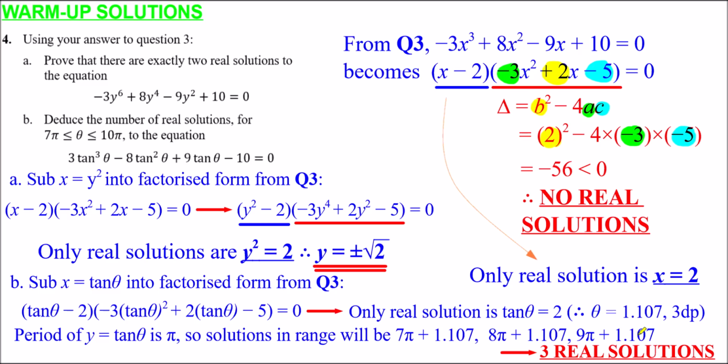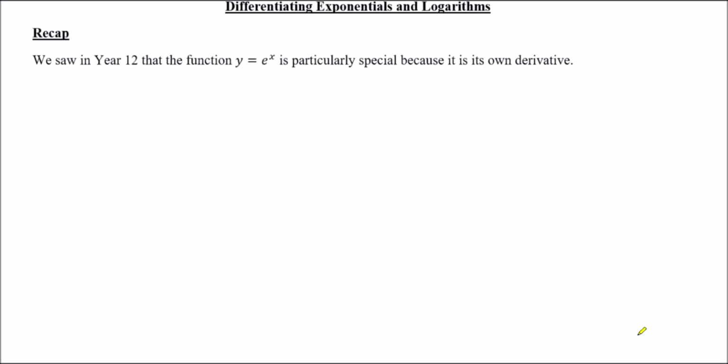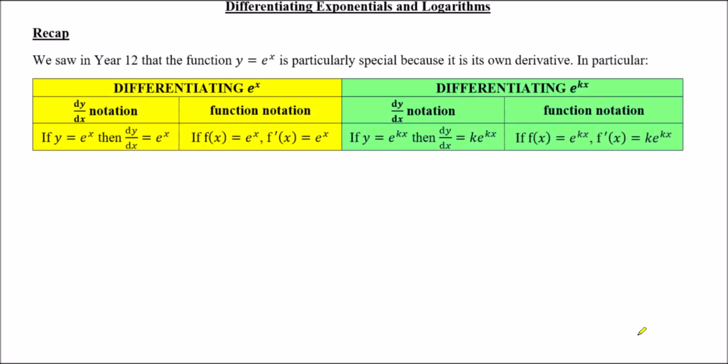Now let's have a look and talk about differentiating exponentials and logarithms. So, how do we do this? Differentiating exponentials and logs. Well, let's recap first of all that we saw in year 12 that the function y equals e to the x is particularly special because it's its own derivative. So in other words, when we differentiate e to the x, if y is e to the x, dy by dx is its own derivative. So that's in dy by dx notation, and this over here is in function notation, f of x notation.